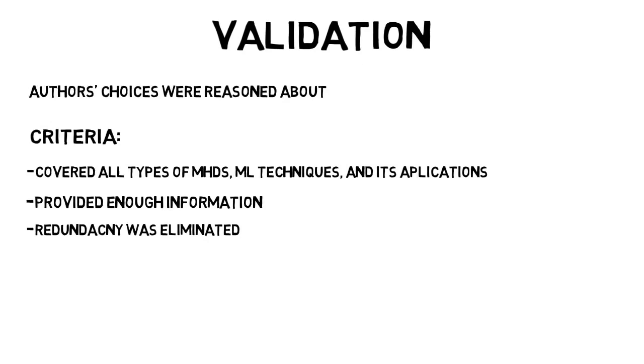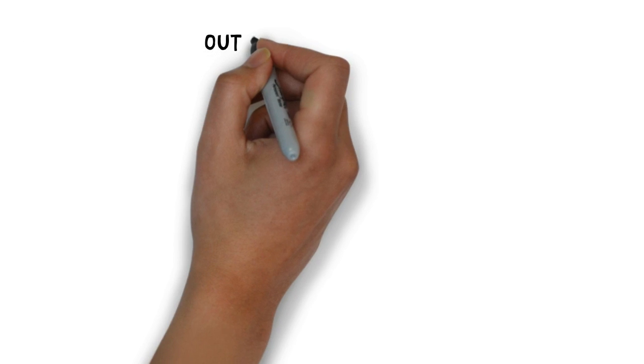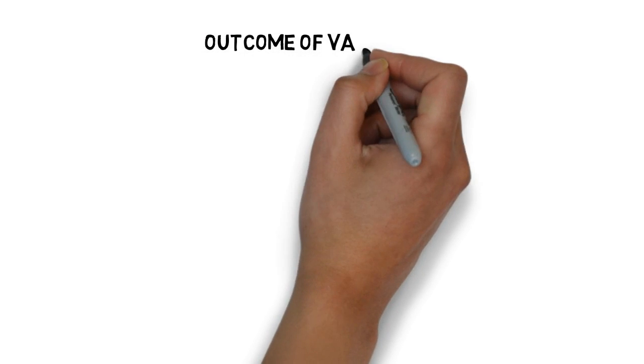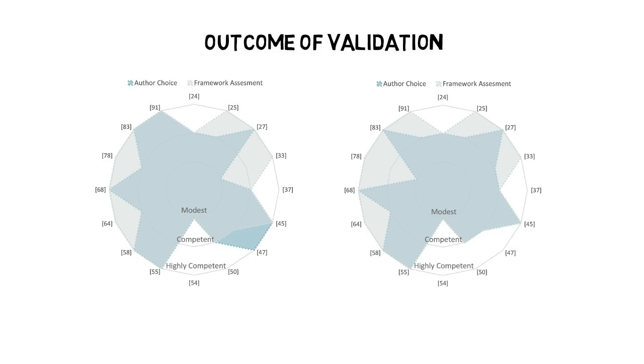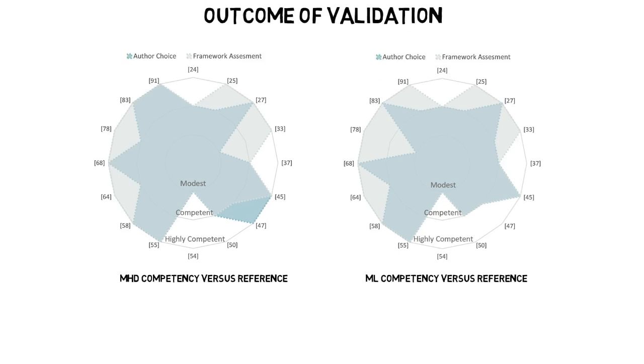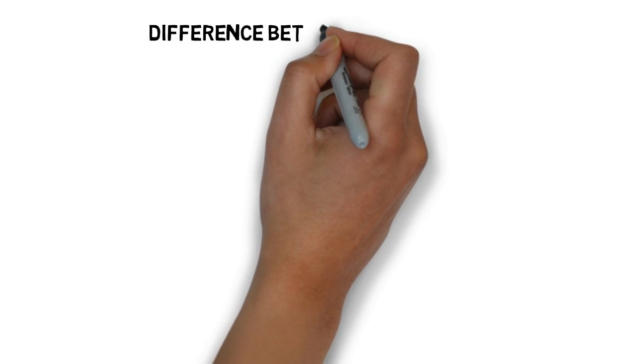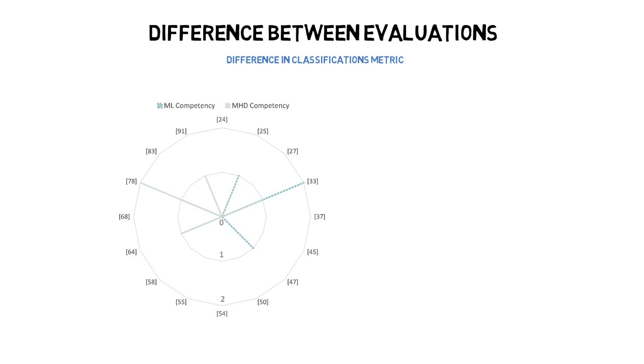The outcome of this validation was illustrated as radar charts, which present the classification outcome based on the author's choices and the proposed cross-matching evaluation chart for machine learning and hardware competency. The difference between the author's choices and the result of the cross-matching evaluation chart was quantified in terms of the difference in classification metric, or delta C. This metric is the absolute difference in scale levels, which could be either nil, small, or significant.